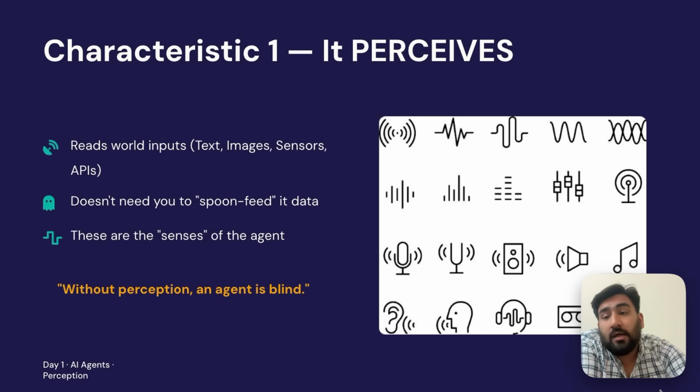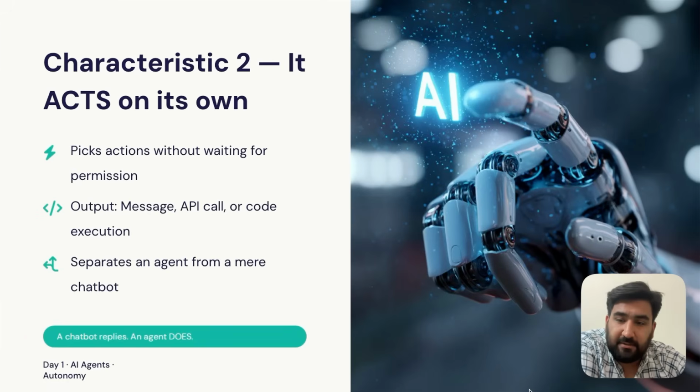Okay, so real world inputs like text, image, sensor, APIs, anything that can be an input, that's what it receives. You don't have to spoon feed it. These are the senses of the AI agent. Without perception, an agent is blind.